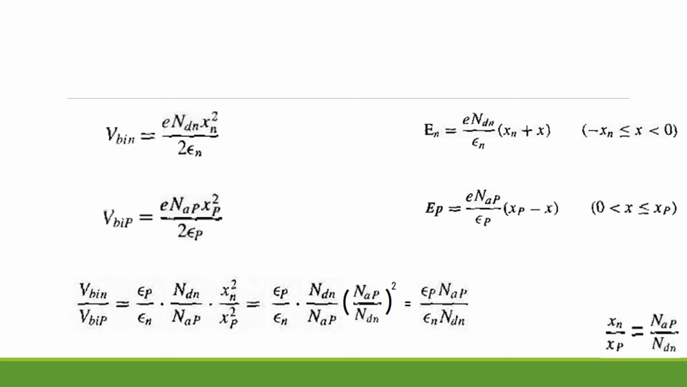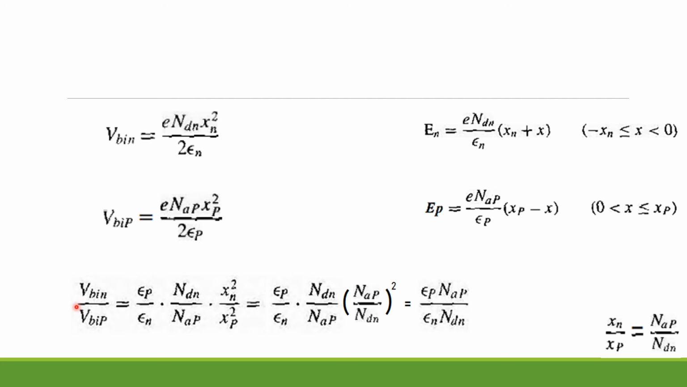By integrating the electric field through the space charge region, we get the electric potential. So the potential in the N region, given by VBIN, is the integral of this equation. So it is equal to q NDN Xn square divided by 2 epsilon N. Similarly, in the P region, the electric potential VBIP is equal to the integral of this equation, that is equal to q NAP XP square divided by 2 epsilon P.